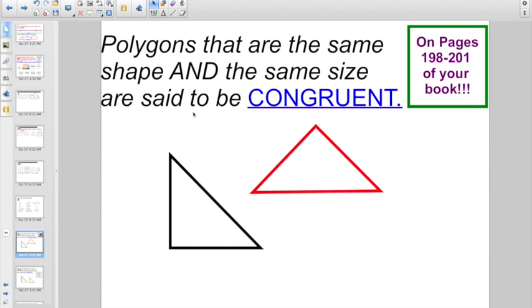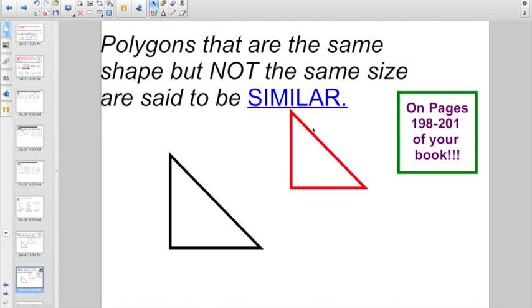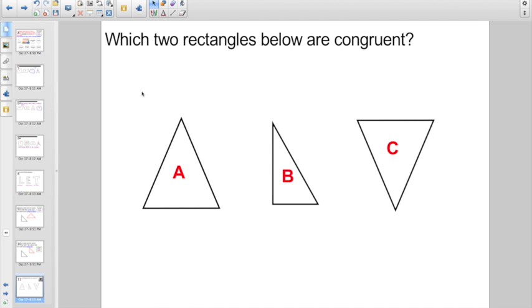trip you up sometimes. So, polygons that are the same shape but not the same size are said to be similar. So, these guys are definitely the same shape, I see it, but no, they definitely are not the same size. They are not congruent, but they are similar. So you might see some stuff here.